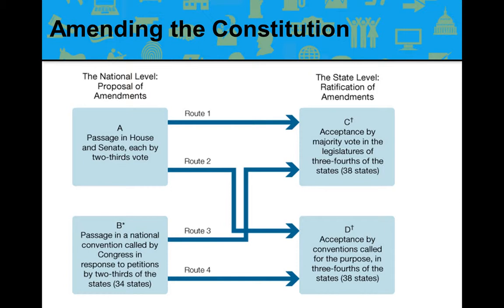If the proposal comes from a national convention called by Congress in response to petitions of the states, then again you have two routes. Generally speaking, the amendments come through box A and then go into C and D. So just be aware that there are 4 ways to amend the Constitution, or 4 different routes. But basically, the amendments have to be proposed and passed by 2/3 of each of the House and Senate, and then accepted by the states. So again, that's federalism at work, where you have the federal government proposing legislation and the states ratifying it.